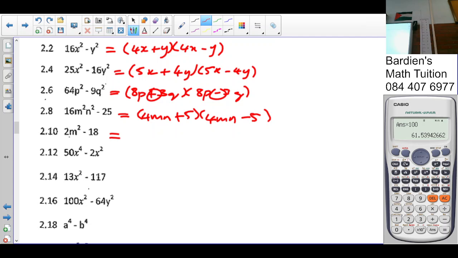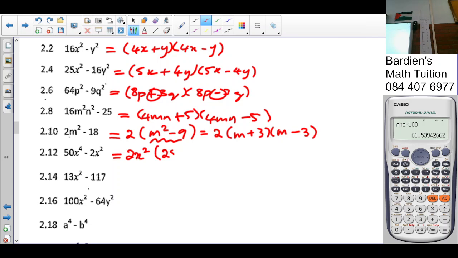Next one. We have to first take out 2 as a common factor. So it's going to be 2 into m squared minus 9, and then difference of two squares. So it's 2 into (m plus 3)(m minus 3). You all okay with that? The next one, what is common there? 2x squared. What are we left with? 25x squared minus 1, which is a difference of two squares. So it's going to give you 2x squared into (5x plus 1)(5x minus 1).